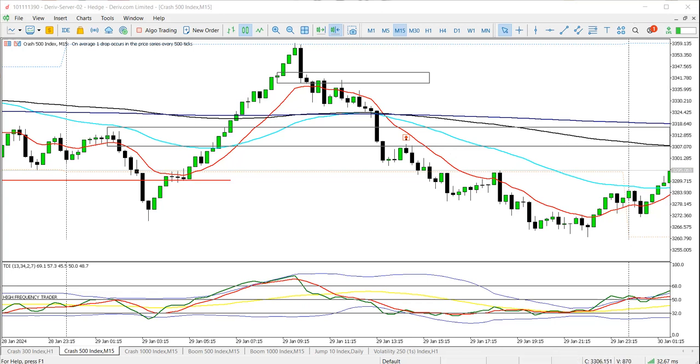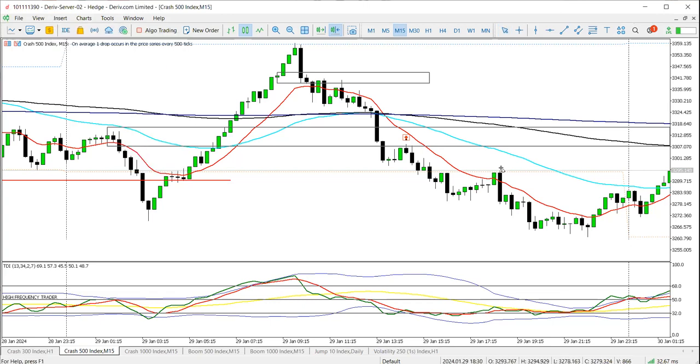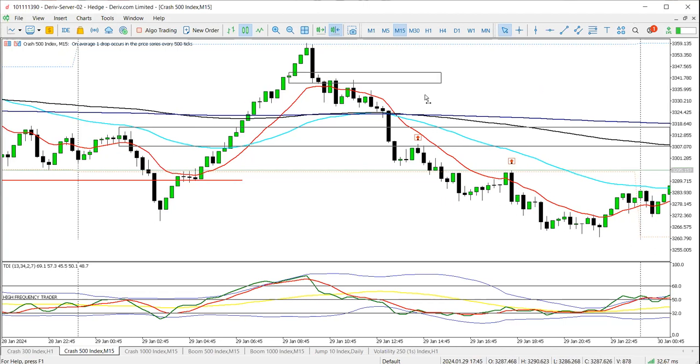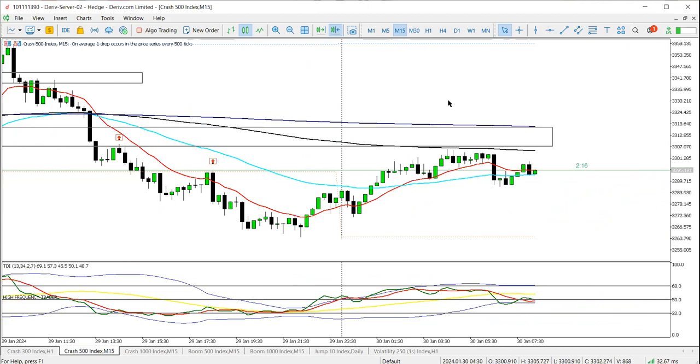All right, so that was the two entries which we had. Second entry was right there. So everywhere you see these arrows, that's where we could have safely entered.